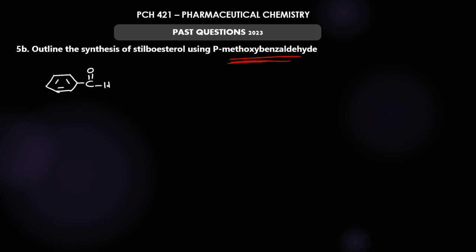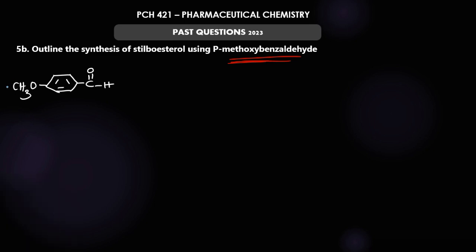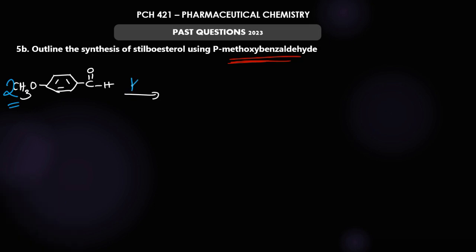C double bond H, and then OCH3. This is p-methoxybenzaldehyde. Now, you will actually need 2 molecules of p-methoxybenzaldehyde for this reaction. Is that fine? Now, you react this with KCN. Can you still remember the synthesis of benzoin from benzaldehyde, where you use KCN?